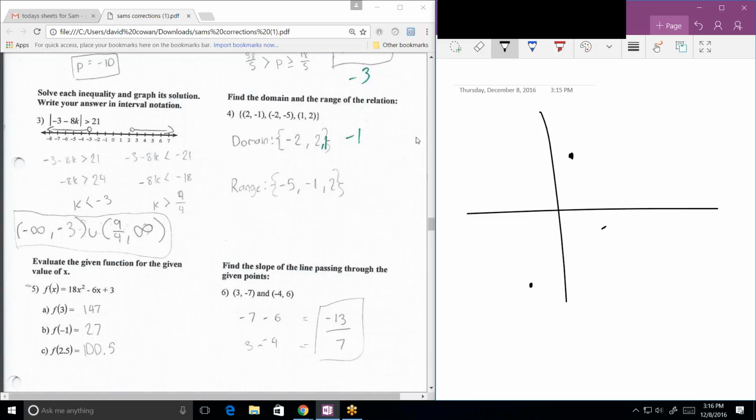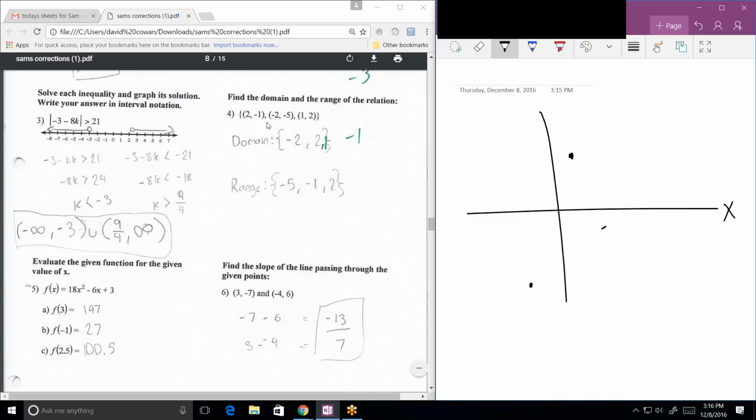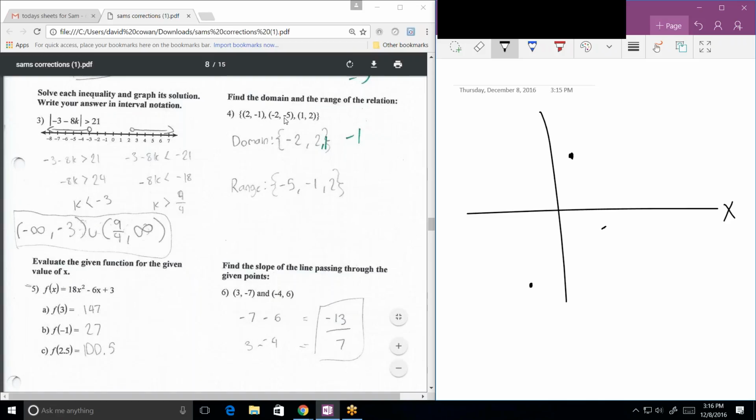Well, the domain is all of the possible x values. What are all of the possible x values? 2, -2, and 1. Correct. So she added the 1 for you. That's why you lost a point there. And the range values you got correct. The only reason you lost a point is because you neglected that 1 right there.